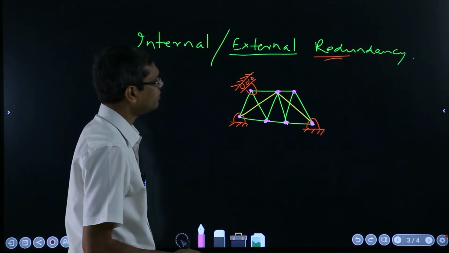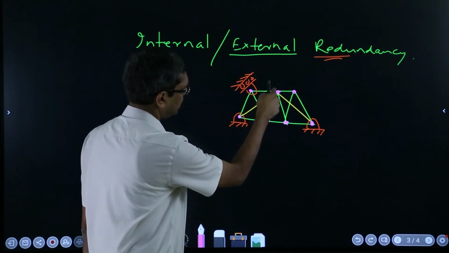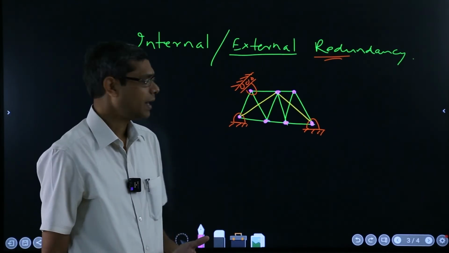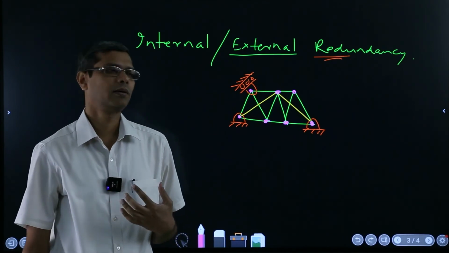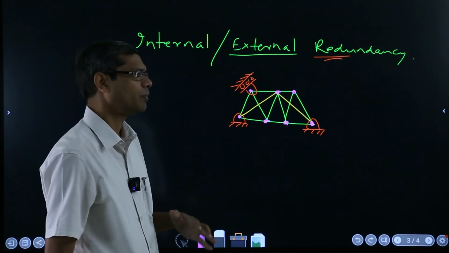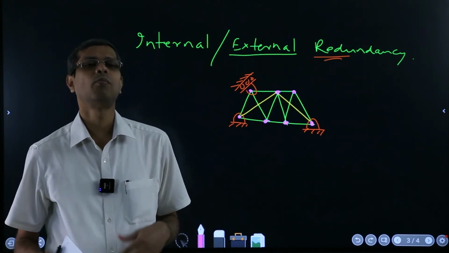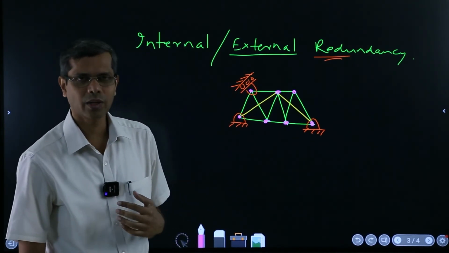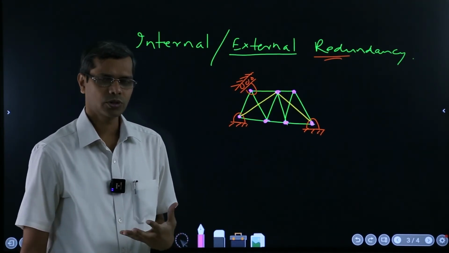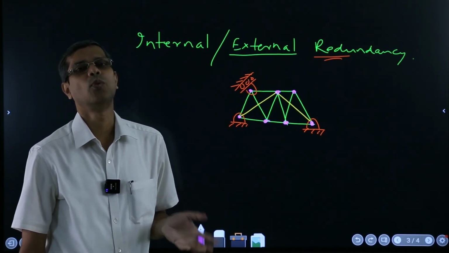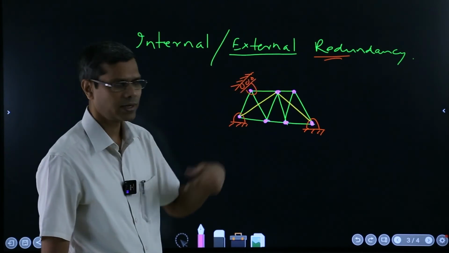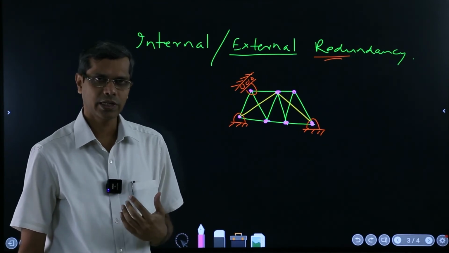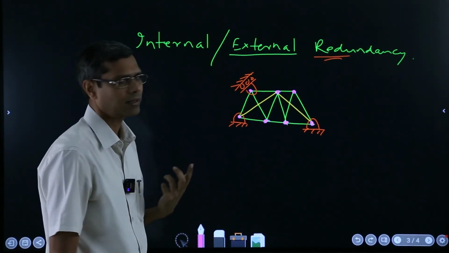If I remove either this yellow or this green member, the system will not collapse, it will be stable. These are called internally redundant members. That means internally the structure has more members than necessary. In both cases, we are talking about the necessity condition, how many supports are necessary. If you have more than the necessary number of supports, it is called external redundant, and if there are more members than are actually needed for stability, then they are internal redundant.